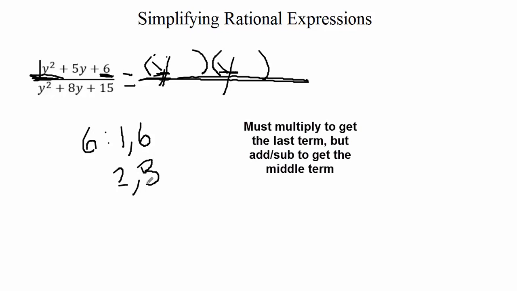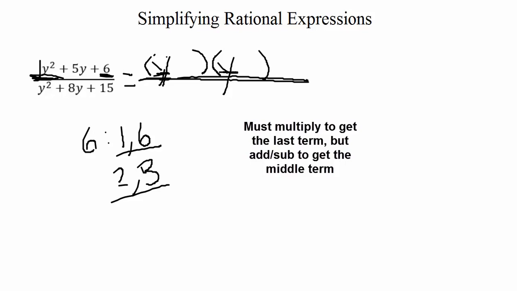Now we need to find the combination that multiplies to get 6, but adds or subtracts to get 5. Both of our numbers would give us that situation. A 6 minus a 1 would give us a 5. A 2 plus a 3 would also give us a 5. So we need to figure out which one of these combinations is the correct one?